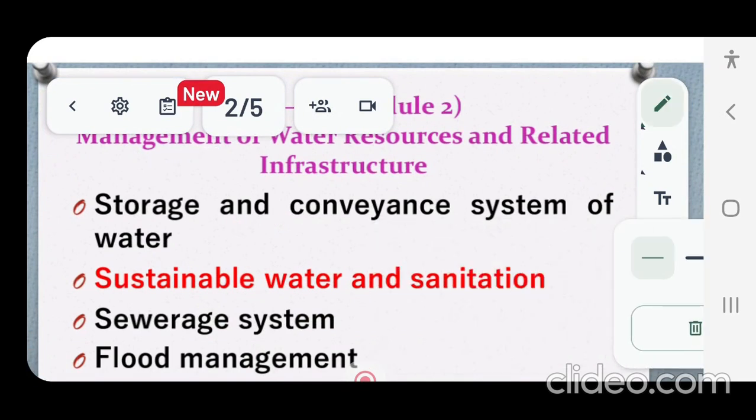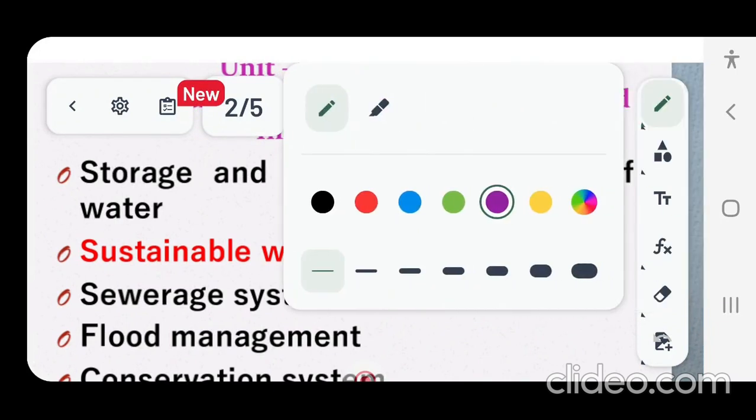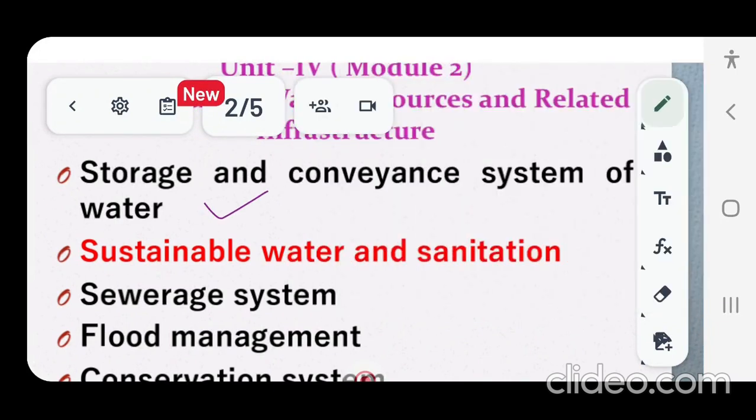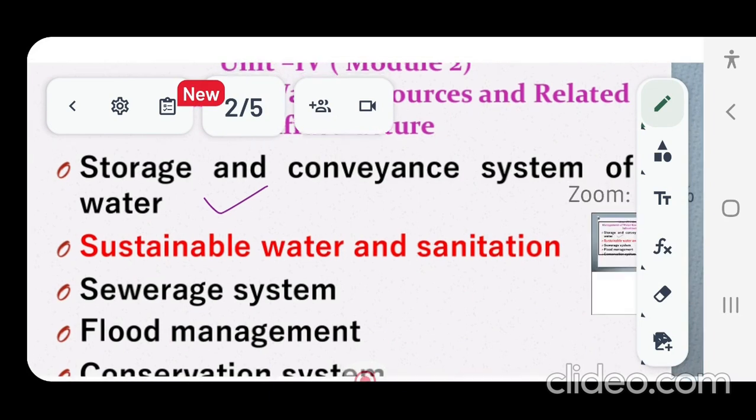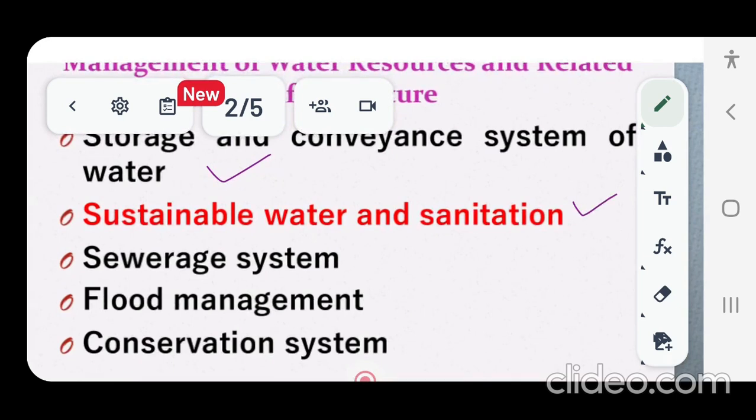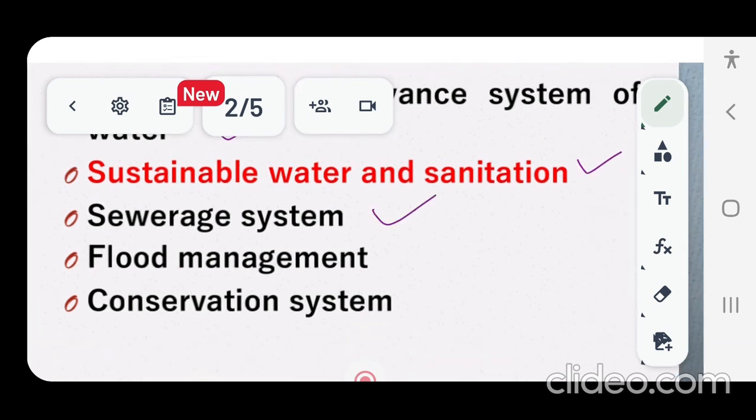And as you can see in the slide, under this we will be having storage and conveyance system of water, that is how water is actually stored in various forms and how it is being conveyed to the domestic premises. Then comes sustainable water and sanitation, that is the existing water resources, how we will be able to save them for the future generation, and how we will be able to achieve safe sanitation. Then comes the sewerage system, disposal of human waste, etc.